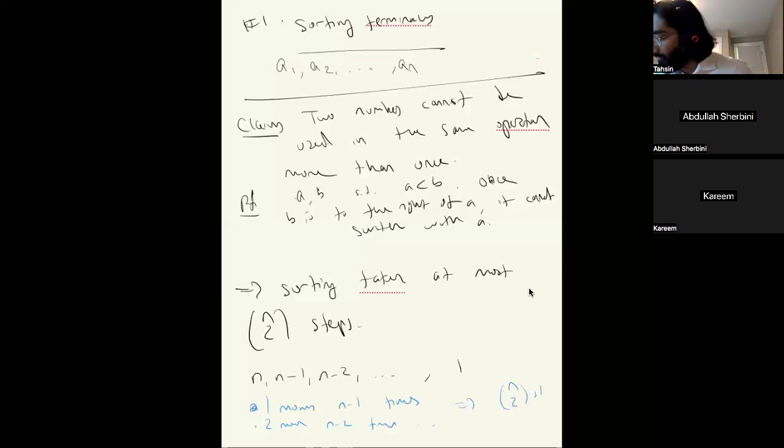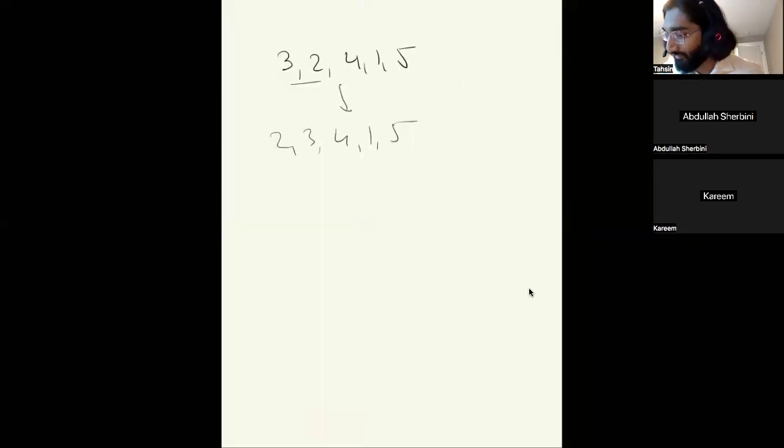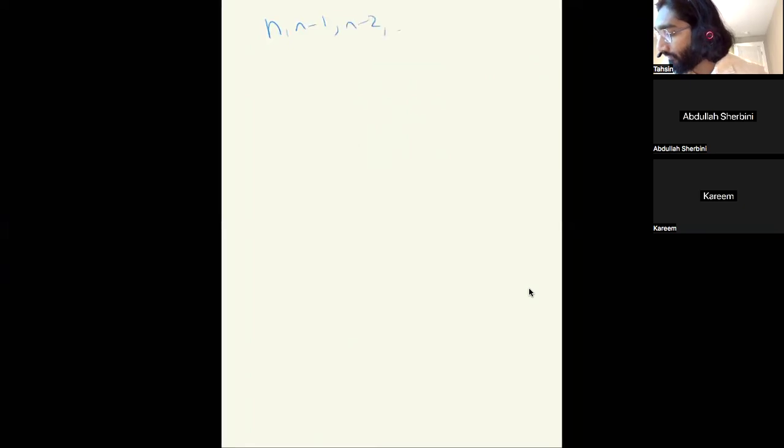Sorry, that's not quite what I mean. We have to be a little bit careful. Let's go to the next page. So we're saying if the initial ordering is n minus 1, n minus 2, all the way to 1, then 1 moves at least n minus 1 times, and then 2 moves at least n minus 2 times.